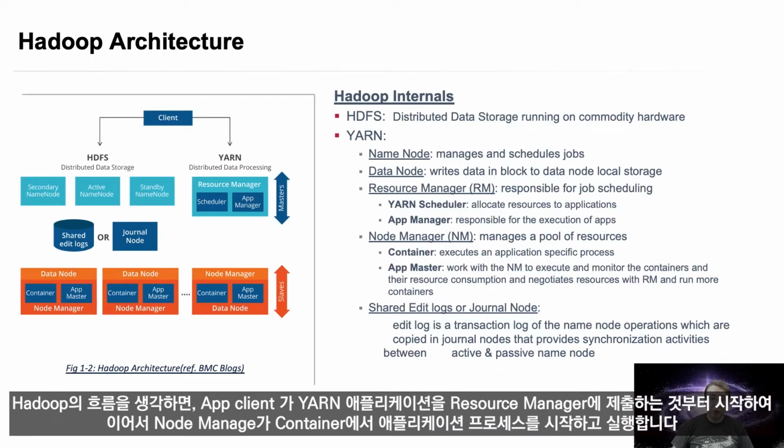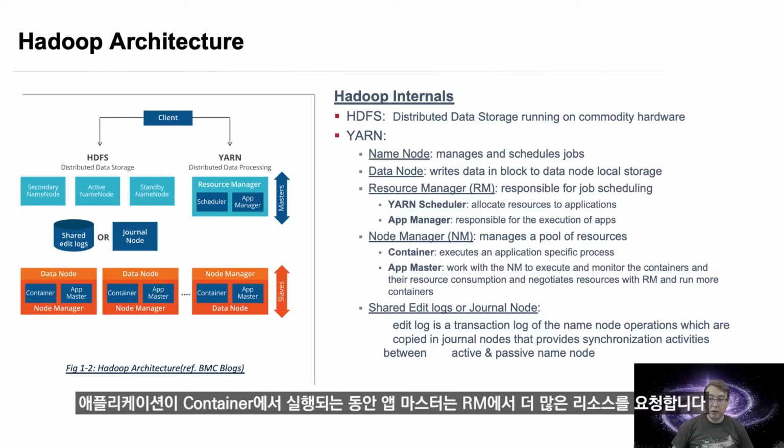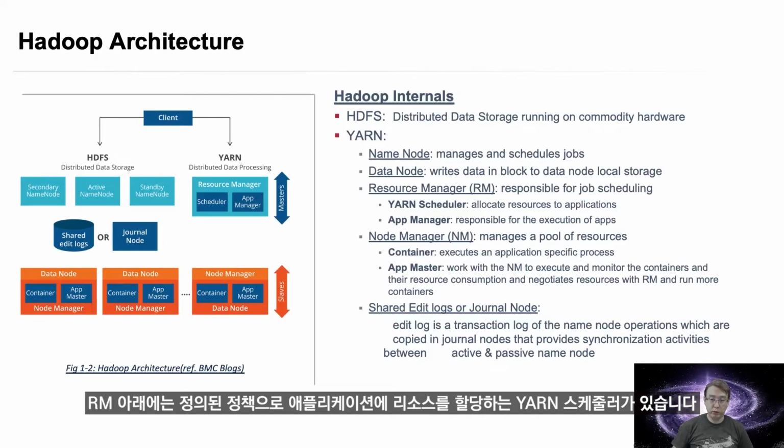When you think about the flow of Hadoop, it starts by app client submitting Yarn application to Resource Manager, and then Node Manager starts and launches application processes in a container. While application is running in a container, the app master requests more resources from Resource Manager. Under Resource Manager, there is Yarn scheduler that allocates resources to applications with some defined policies.